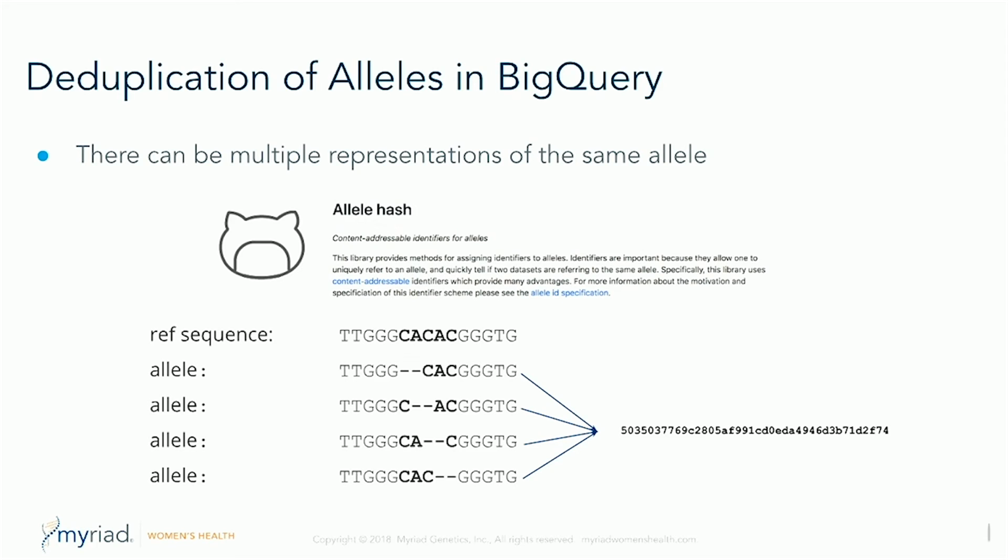So how we've decided to address this problem is very similar to the way that the Global Alliance for Genomics and Health has also addressed it, by using a content addressable hash. This is an internally built library that we use to tag alleles up front. Then we tag them with the hash, and it makes it much easier to combine alleles later in the BigQuery pipeline.